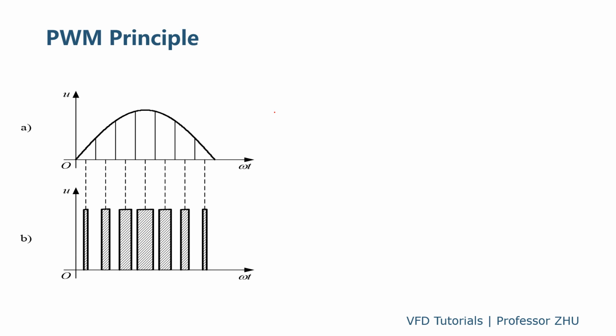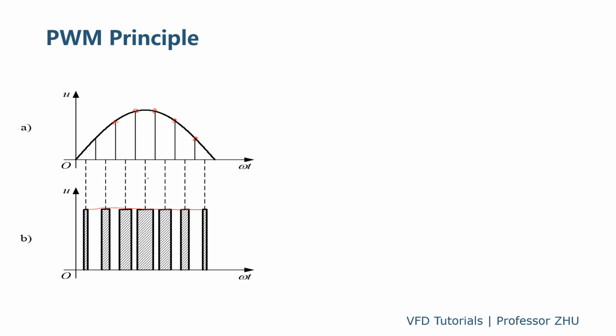Here is the PWM principle. For example, this is a half cycle of a sinusoidal, and at different points you have different values of the voltage. But for the inverter, because we convert the AC to DC, the DC voltage is fixed. So how can we get the desired AC voltage with a fixed DC voltage? Here comes the PWM principle. Although the value of the DC is fixed, the width of the pulse can be adjusted.